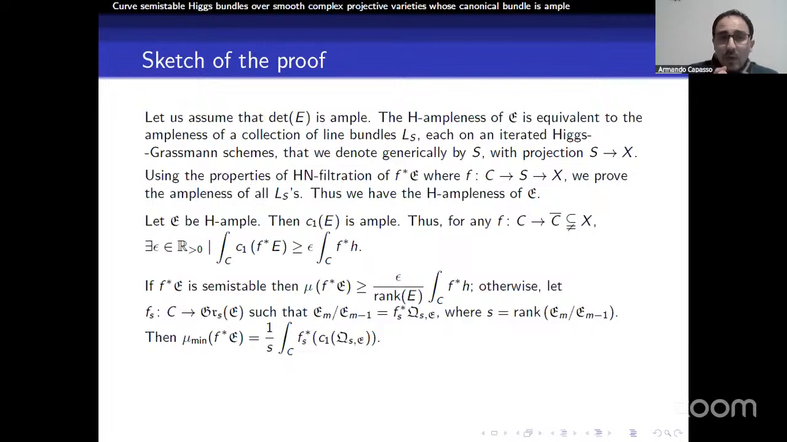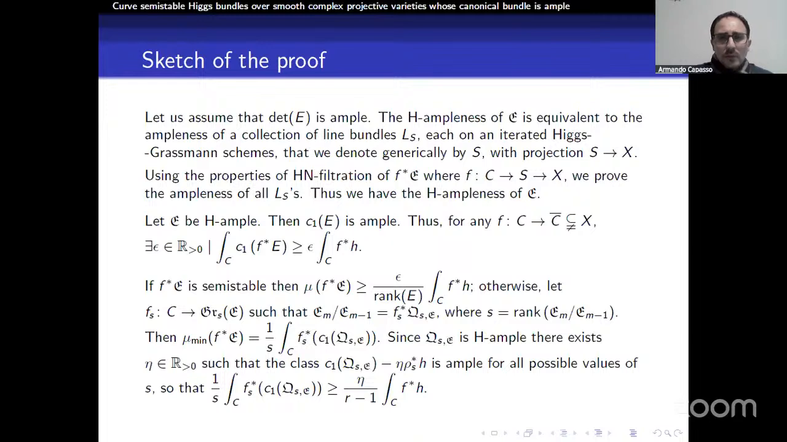Otherwise, one considers a morphism from C to the Higgs-Grassmann scheme of E such that the pullback of the rank s universal Higgs quotient bundle of E is exactly E_m over E_{m-1}, where s is the rank of this Higgs bundle. From all this, the minimal slope of f pullback of E is the following number.